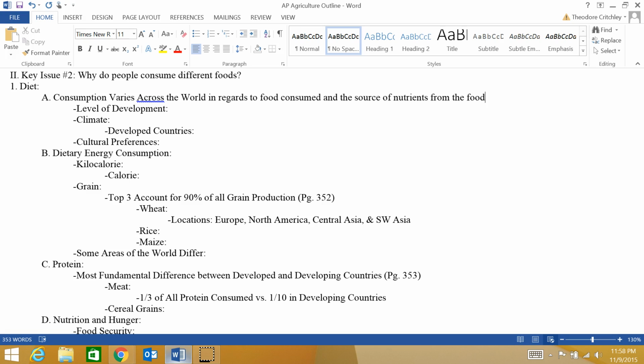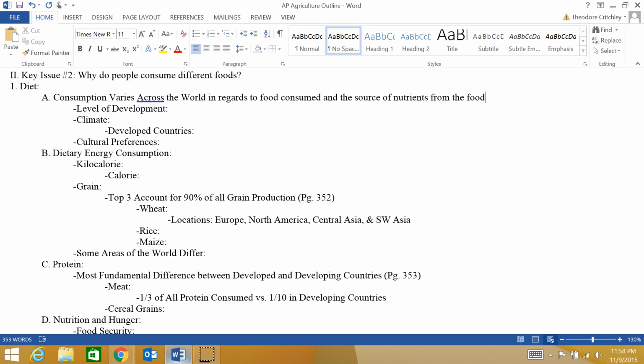Where we see the variation take place is in regards to food consumed and the source of nutrients from the food. Now, three things affect that, okay? Three things create this variety or this diversity in regards to food consumption. One is the level of development.